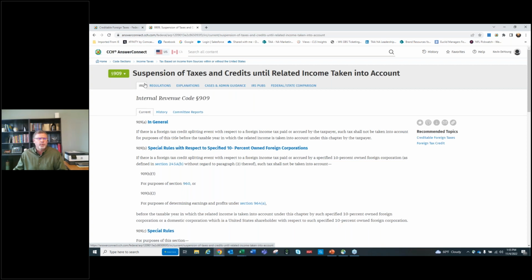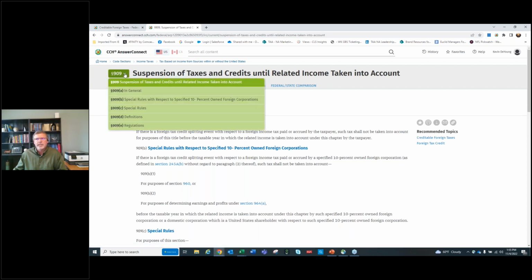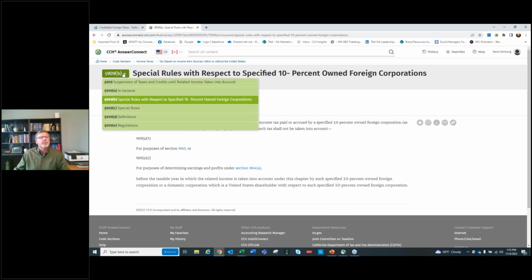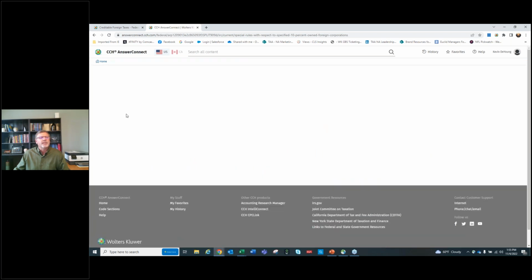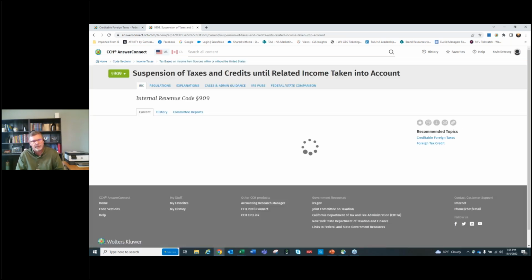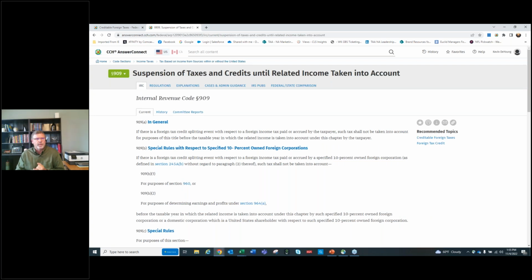What we've also enabled you to do as a researcher, and I know Jake and Mitch mentioned this several times, is where you get into the subsections within the code. We also give that ability here within CCH Answer Connect. So if you, for example, need to go into the special rules under 909, you have the ability to get that information specifically. If there's definitions, you'll have that information here as well. Again, just allowing the researcher to get to the content they're looking for in a more streamlined fashion.